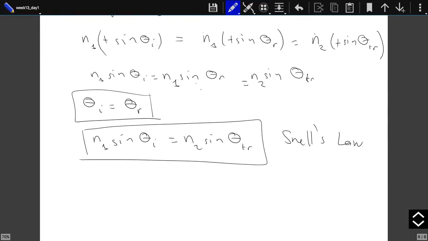No? This holds for any angle. The paraxial approximation holds for small angles. So when you say sine theta is equal to theta, that's all. No, this is always valid.